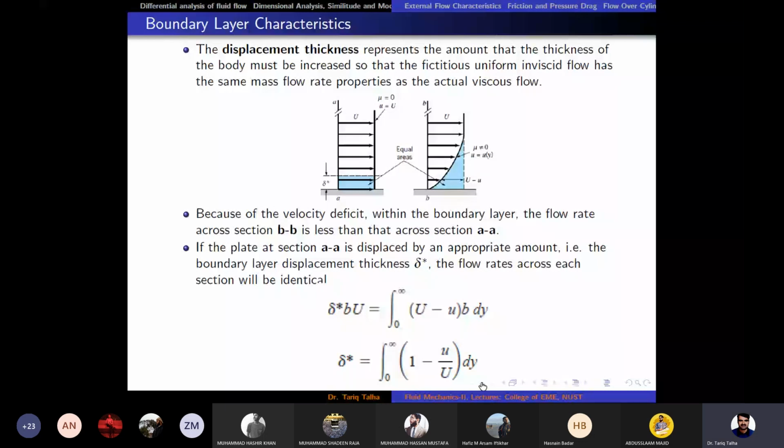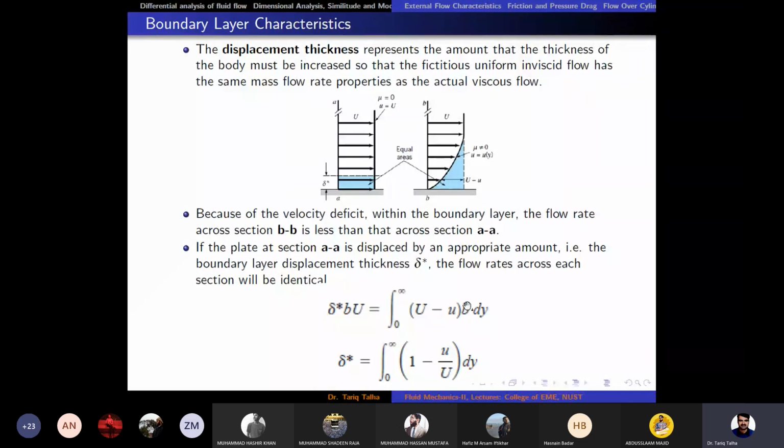So from here, if we cancel out b and then try to calculate delta star, so when we take U here, so capital U divided by capital U and u divided by capital U. So we have taken U on the right hand side, and we have cancelled out b.